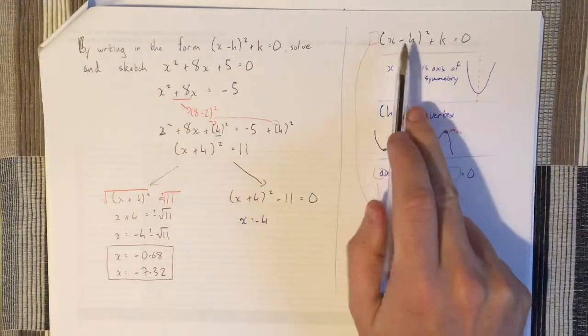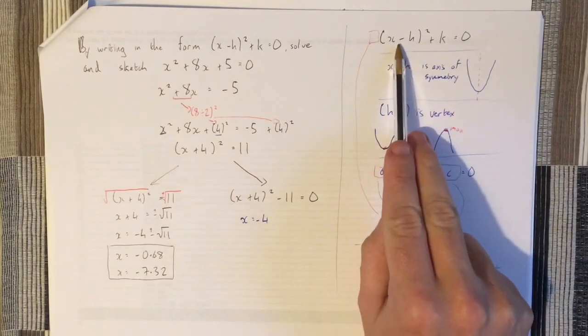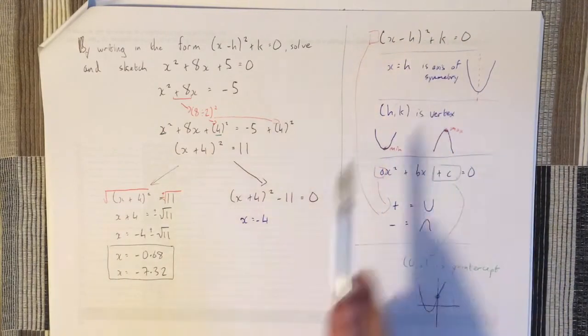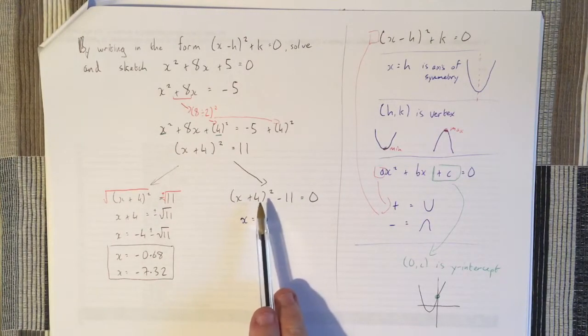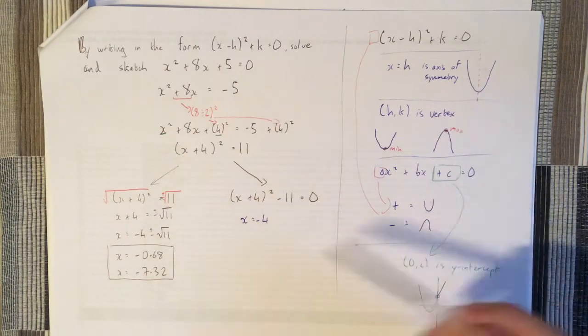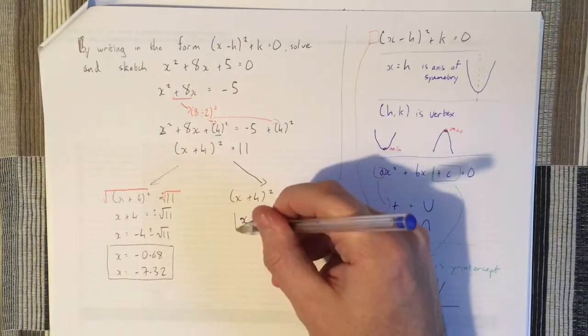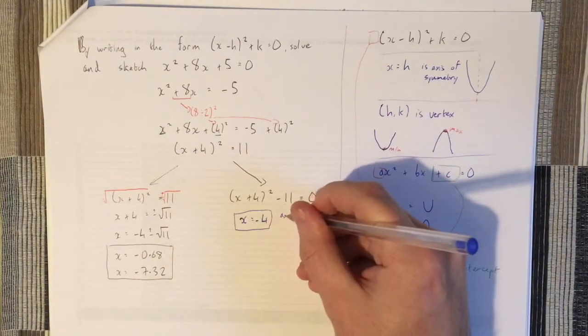So just pay close attention to the signs that we're expecting. So I'm expecting minus h. If minus h is plus 4, then h is equal to minus 4. So x is equal to minus 4. That's my axis of symmetry.